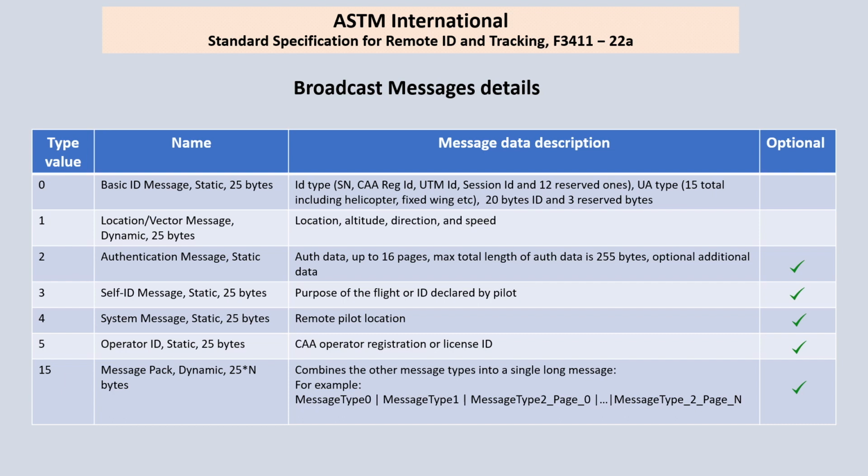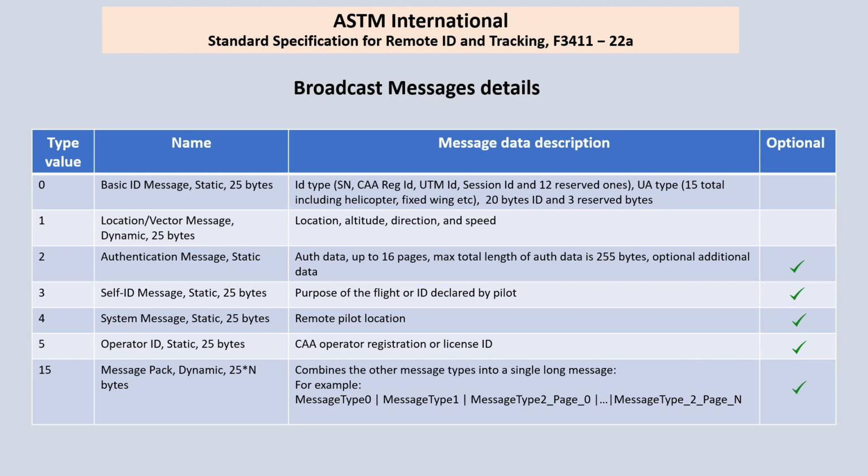Message type 1. This is the location vector message. It is a dynamic one, so it means it should be transmitted at least once per second. It has a length of 25 bytes and keeps information about location, altitude, direction, and speed.